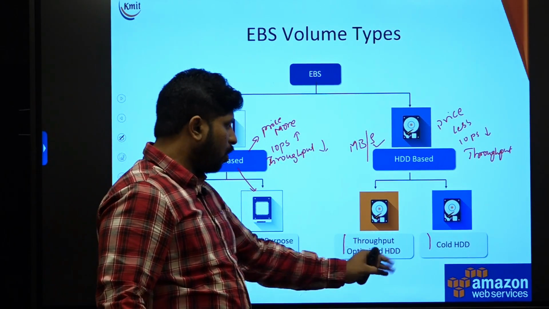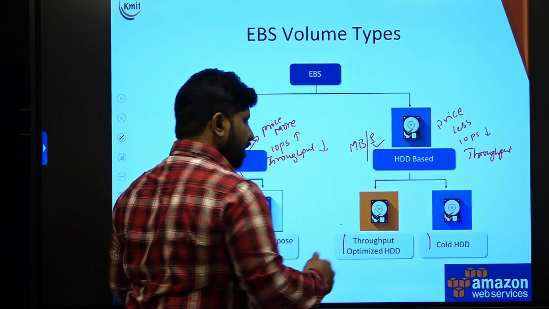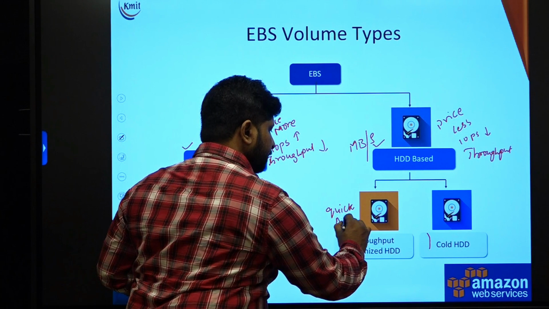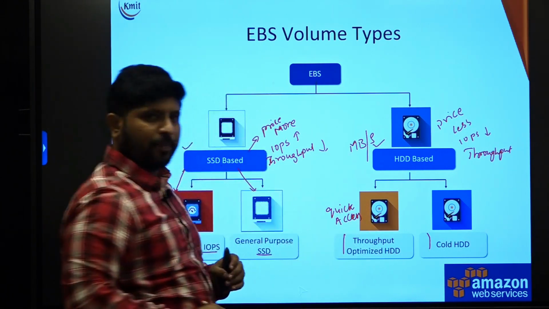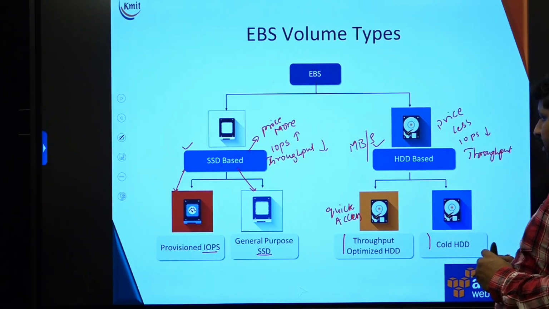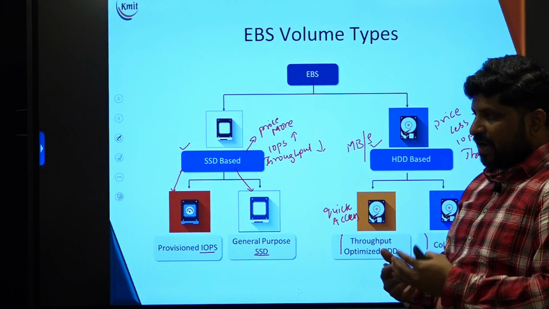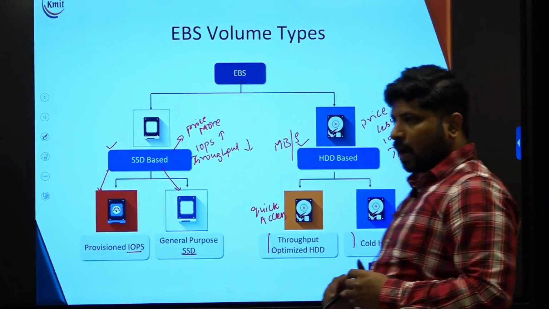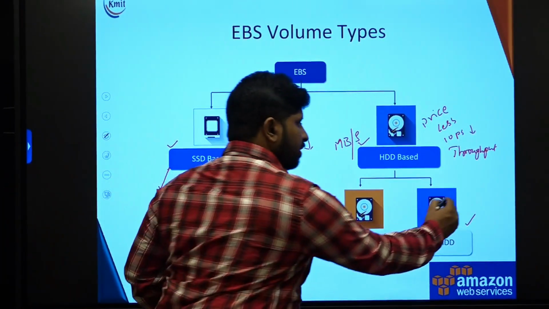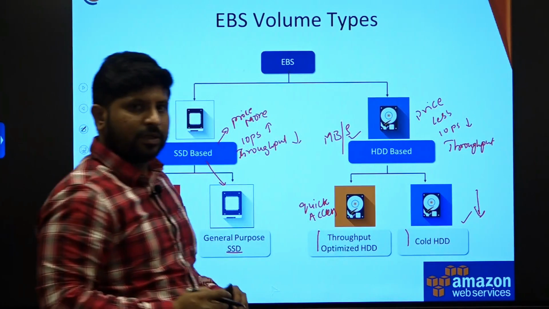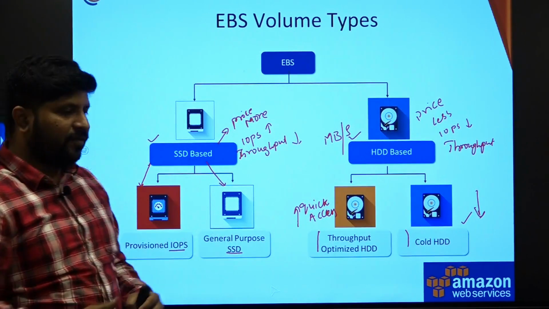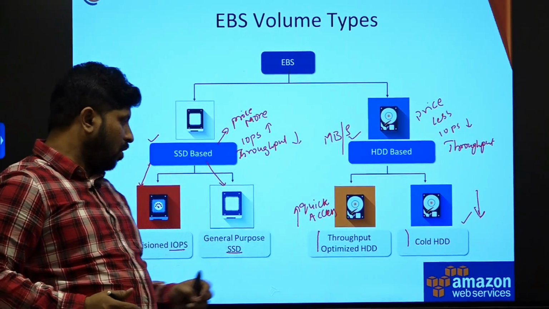When I say throughput optimized, it means that where you require quick access to your data, there we deploy throughput optimized HDD. If your data is not frequently accessed, then we can go for cold HDD. If you are using cold HDD, the price will be pretty low because it will be archiving the data. If you are accessing the data very frequently, then you have to go with throughput optimized.